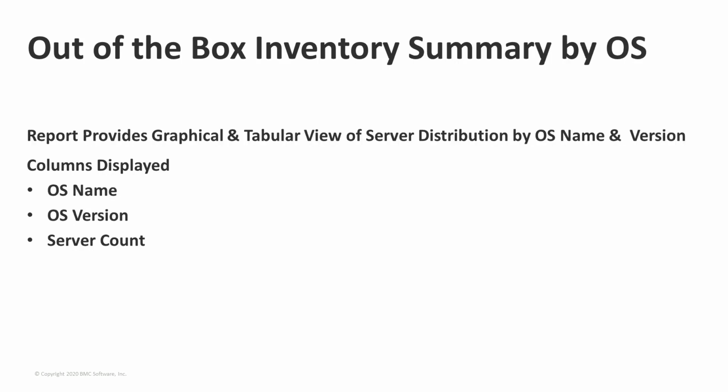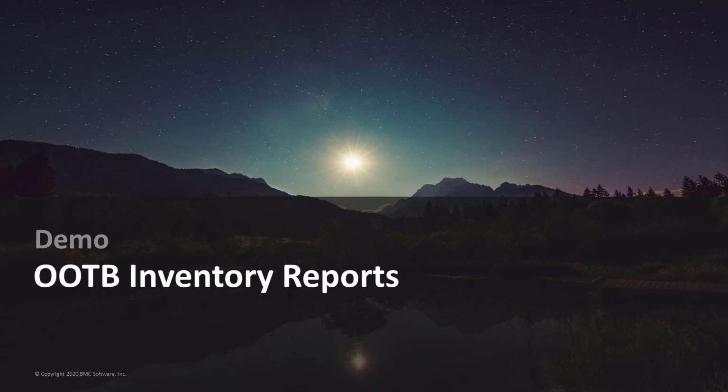Another commonly used out-of-box report from the inventory domain is inventory summary by OS. This report provides a graphical and tabular view of server distribution by OS and version. In this report, we can see both charts and list reports, showing the distributed server count among the OS name and OS version. Let me demonstrate out-of-box inventory reports from the TSSA console.